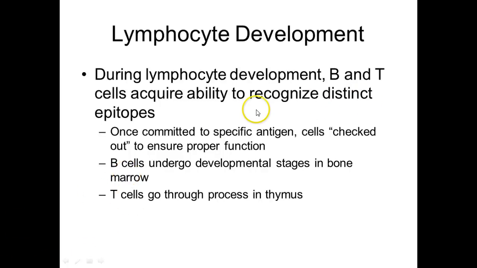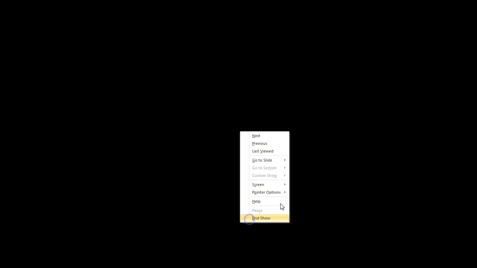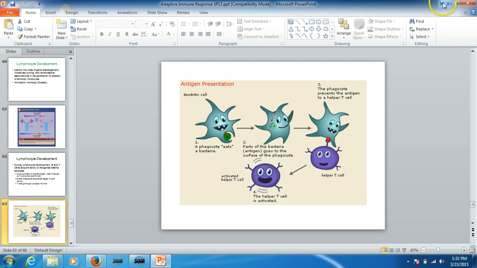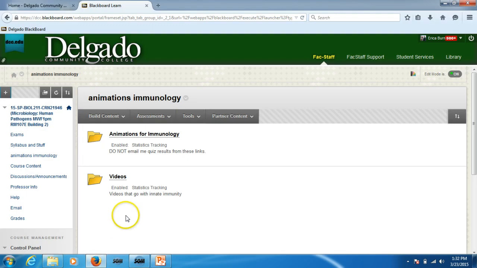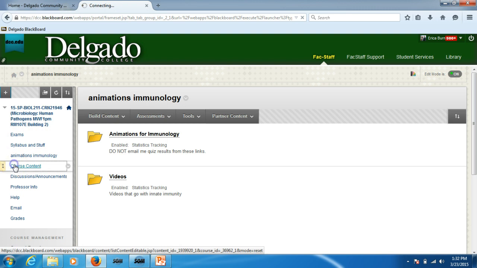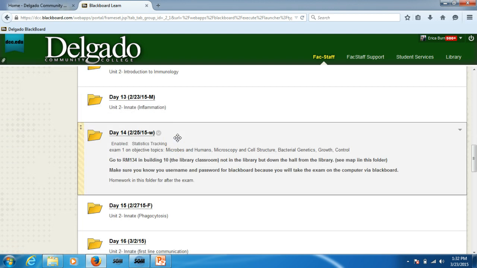All right, B cells and T cells distinctly recognize specific antigens by these receptors. So that's the end of adaptive. We're going to go over disorders next time, and you'll notice, actually, I've got the objectives up for you guys in the PowerPoint.